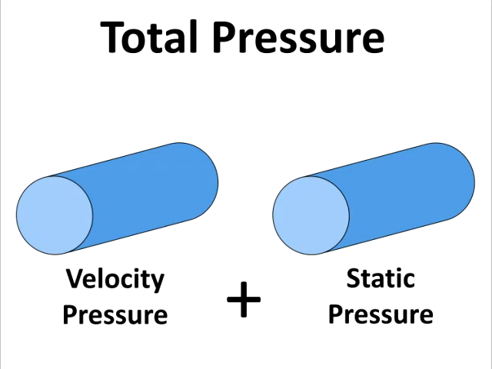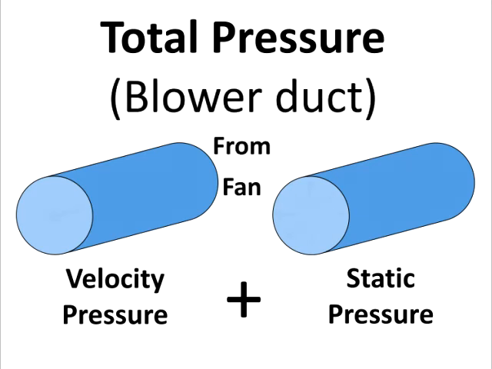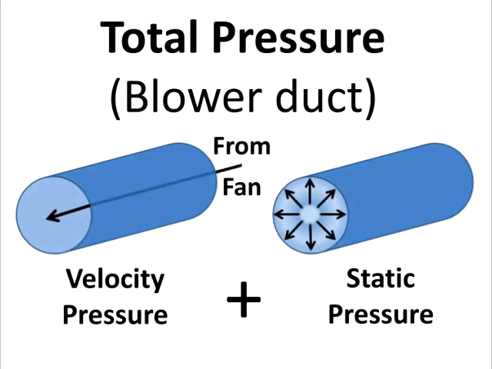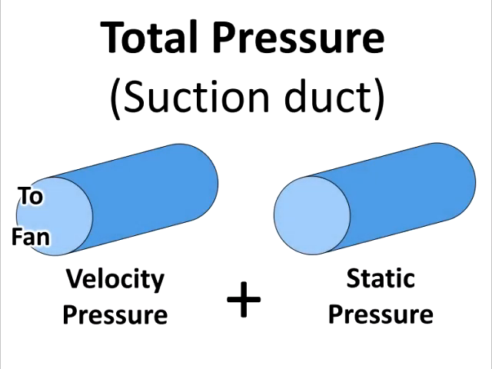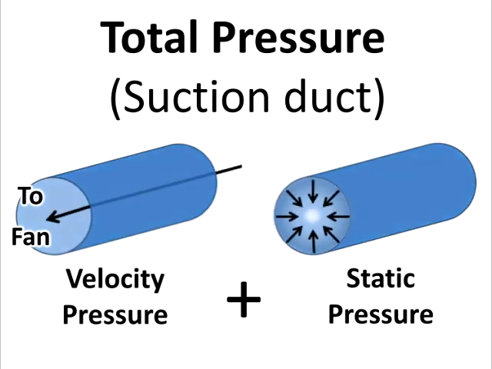Once again, total pressure consists of velocity pressure and static pressure. On the blower side of the fan, velocity pressure is exerted away from the fan in a direction parallel to the duct. Static pressure, on the other hand, pushes outward in all directions in a blower duct. On the suction side of the fan, velocity pressure is exerted toward the fan in a direction parallel to the duct. However, static pressure on the suction side pulls inward in all directions.